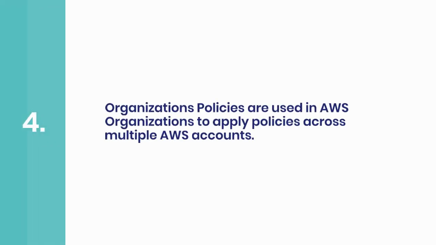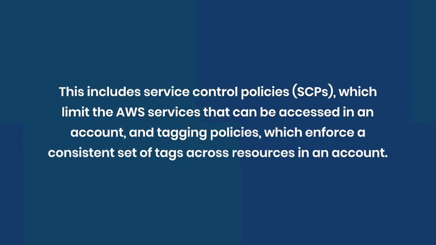Organizations policies. These policies are used in AWS Organizations to apply policies across multiple AWS accounts. This includes service control policies, SCPs, which limit the AWS services that can be accessed in an account, and tagging policies, which enforce a consistent set of tags across resources in an account.